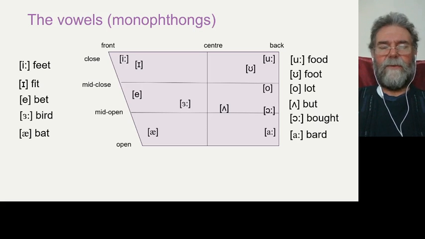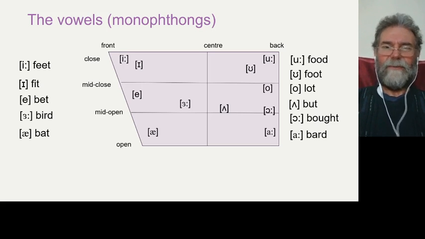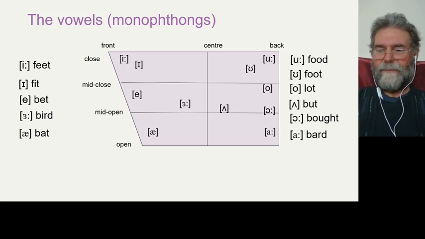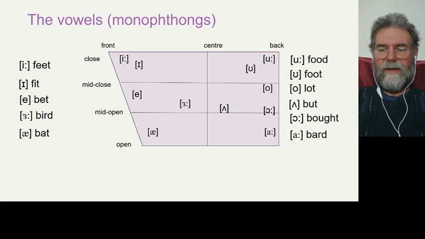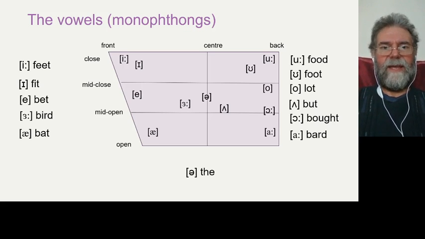As you can see, we've got 6 of those. Yep, 6 of those. 5 front vowels, 6 back vowels. In the south of England, in the north of England, we've only got the 5 back vowels. Now, there's one more vowel that we haven't put on the chart yet, and that's this one here.